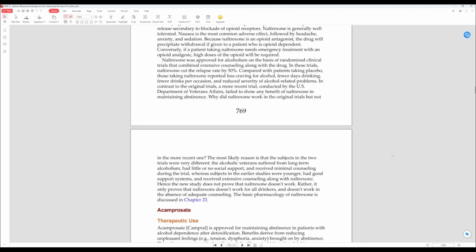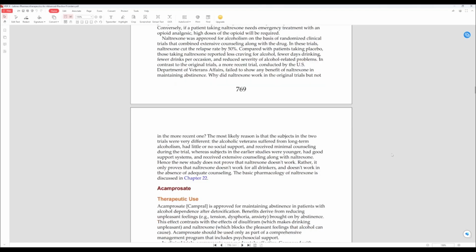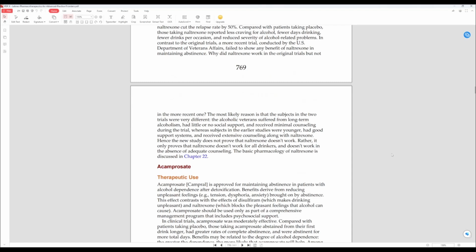In contrast to the original trials, a more recent trial conducted in the US Department of Veterans Affairs failed to show any benefit of naltrexone in maintaining abstinence. So, why did naltrexone work in the original trials but not in the more recent one? The most likely reason is that the subjects in the two trials were very different.